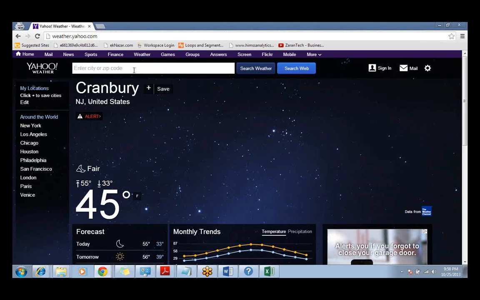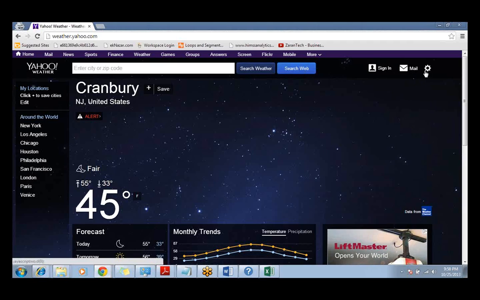On top of that, they wanted to display all these headings, so this is one requirement. Another requirement: there is a sign in, an email, and this settings button. So this is requirement number 2. Requirement number 3 is on the left hand side, they should have this navigation panel: my location, click to save cities, edit button, around the world. All these things are different settings. So these are one requirement.